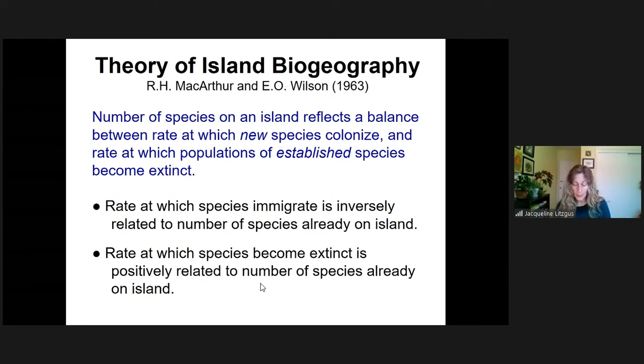The rate at which new species will establish will be high when the island's relatively empty. And the rate at which resident populations go extinct is going to be high when the island is relatively full, right? So again, the rate at which additional species are going to establish will be high when the island's relatively empty, like at the start, when it's just being colonized. And the rate at which resident populations are going to go extinct is going to be high when the island is getting full. Okay. So that's sort of the basic idea.